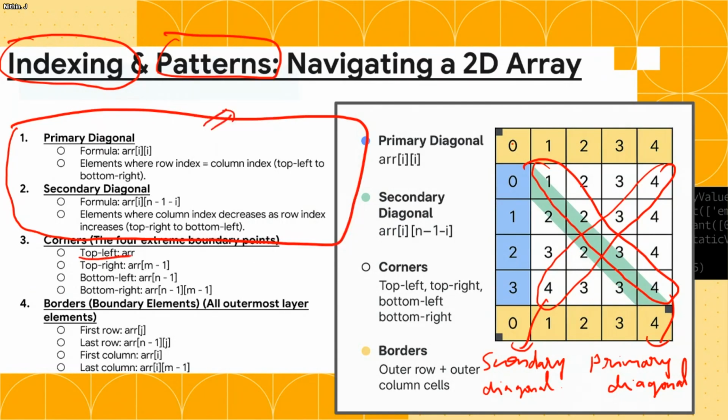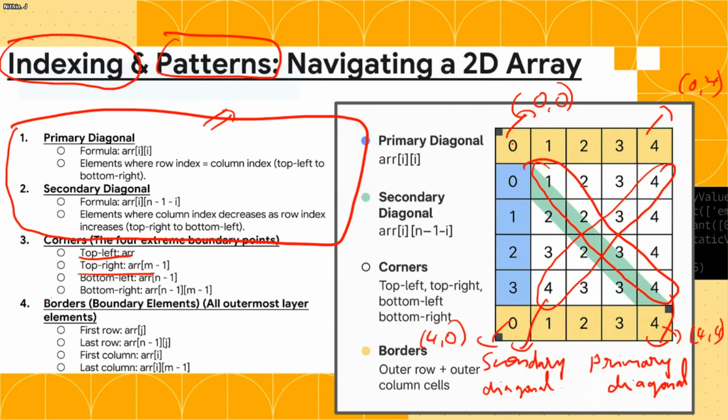So basically, we have the top left and the top right. The top left is basically 0 comma 0. The top right is basically 0 comma the number of columns minus 1. In this case it's 5 minus 1, that is 4. And the bottom left is again 4 comma 0, and the bottom right is 4 comma 4.